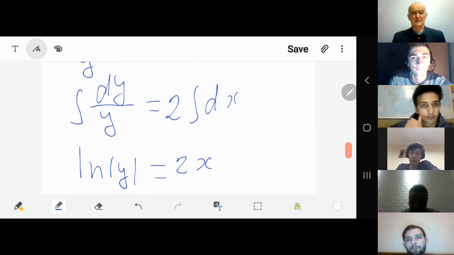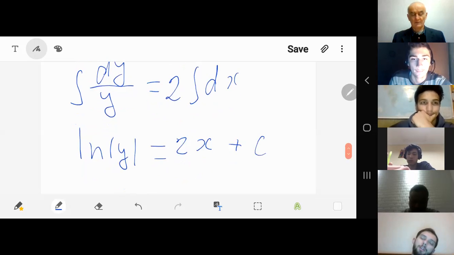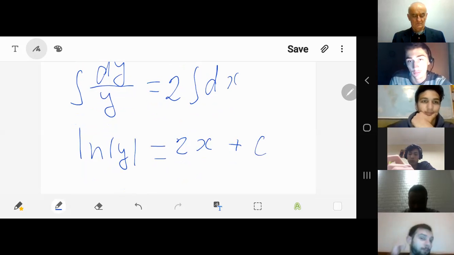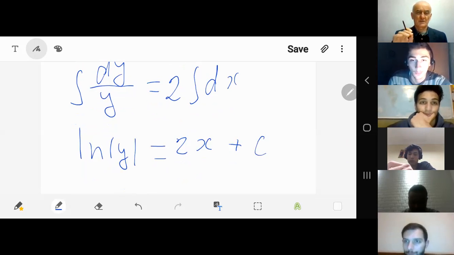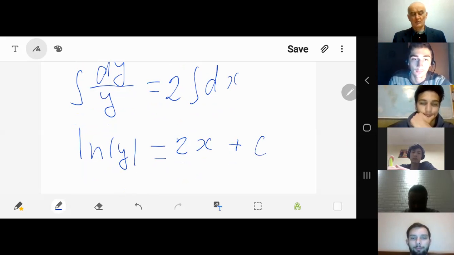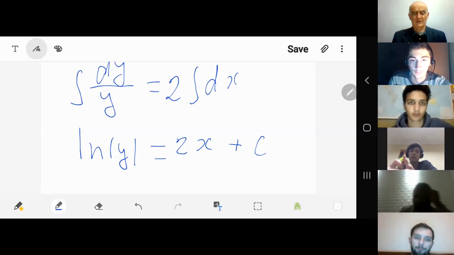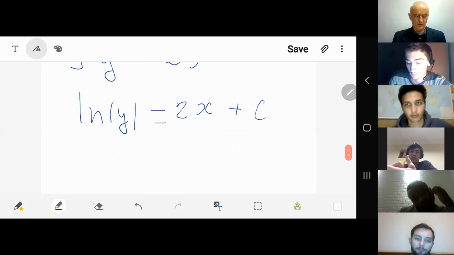Do you mean ln y and then plus c? I will write down c here, 2x plus c. Yes. One constant is enough. I can write it also on the left side. Also, I can write here 5 times c, 100 times c, but it does not matter. What does matter? We need a constant.